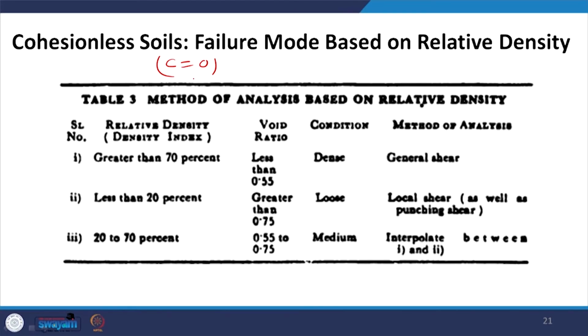And using another way, if you know the condition of the soil, if you already declare it is dense soil, go for general shear failure. If you say it is loose soil or loose sand, then go for local shear failure. If the condition is between loose and dense, that means you have medium sand, in that case you need to use the interpolation between general and local shear failure.